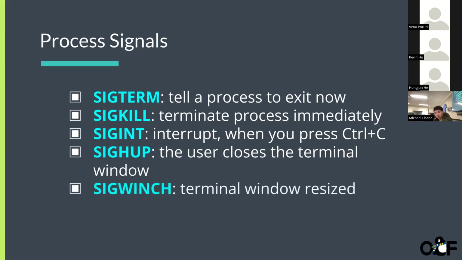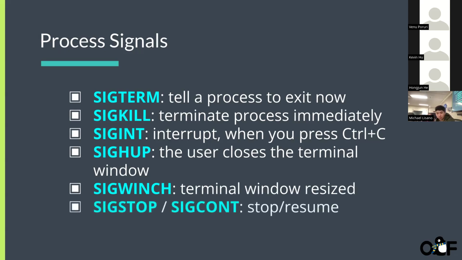And there's also SIGWINCH, which means that the window size has changed. So if you have a progress bar that's supposed to take the whole width of the terminal, and the window size changes, then the width of your progress bar should also change with it. Another example would be htop or Vim. If you drag the window, it doesn't keep the same size; it'll resize itself. And then SIGSTOP and SIGCONT are for stopping and resuming a process.